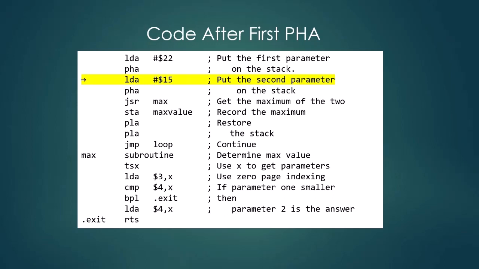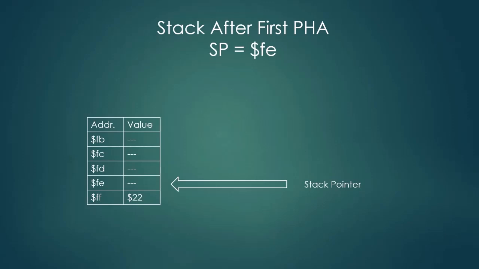Here we've stepped through the first two instructions, the LDA and the push A. PHA stands for push A. So here's the state of the stack after the first PHA instruction. You can see that the value hex 22 has been written to the stack, and the stack pointer has been adjusted. Note that the stack pointer is always pointing to the next location to be written to.